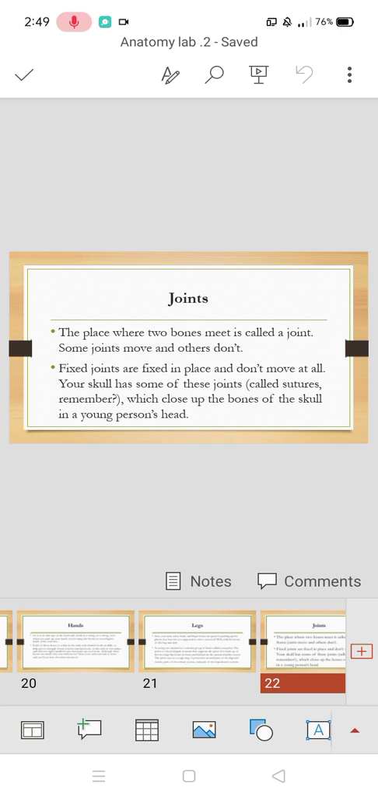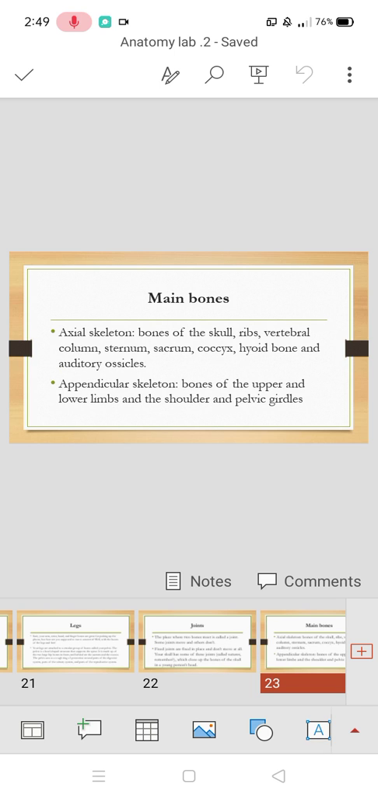Joints. The place where two bones meet is called a joint. Some joints move and others don't. Fixed joints are fixed in place and don't move at all. Your skull has some of these joints, called sutures, which close up the bones of the skull in a young person's head.